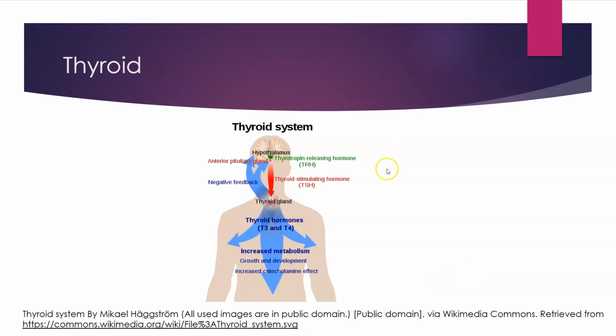So just as a reminder, you've got a great big chain here. Your hypothalamus, and you've got lots of regulation going back and forth within these channels. So thyroid releasing hormone and thyroid stimulating hormone all impact the thyroid gland. And then it releases your thyroid hormones T3 and T4, and that can cause increased metabolism.